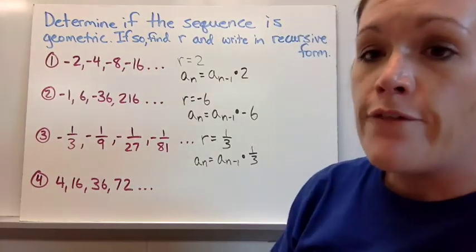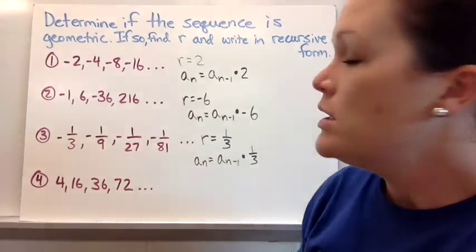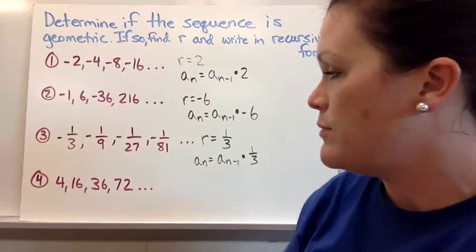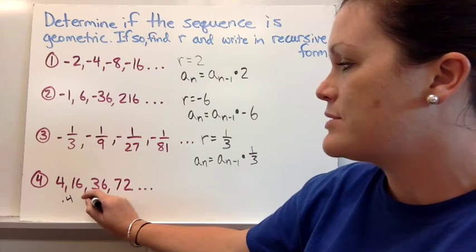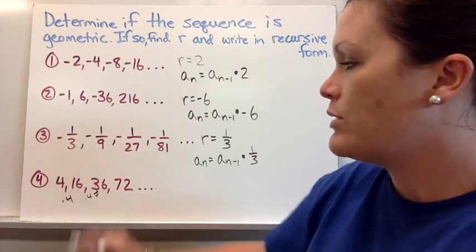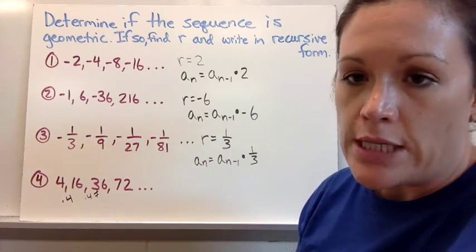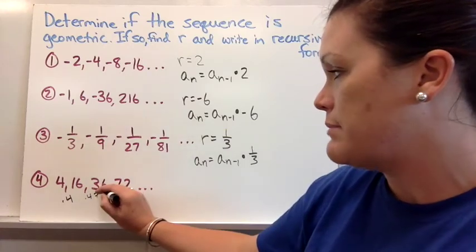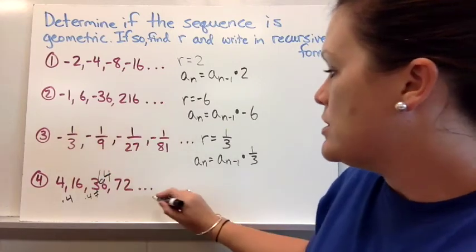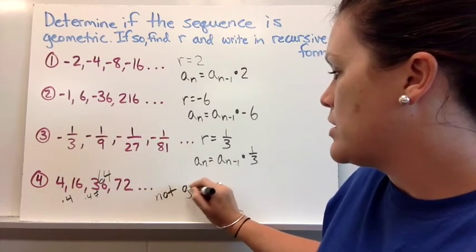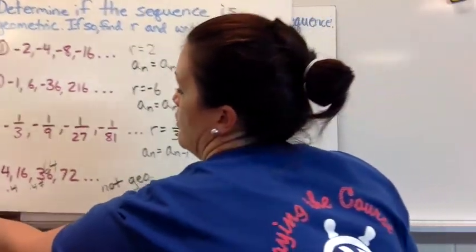Number 4, we have 4, 16, 36, and 72. So 4 times 4 would give me 16, but 16 times 4 does not equal 36. So that puts a detour in the plan. So that would need to be 64, but that's not the case. So this one is not geometric. So in this case, we can stop right there. Let's look at one more board.